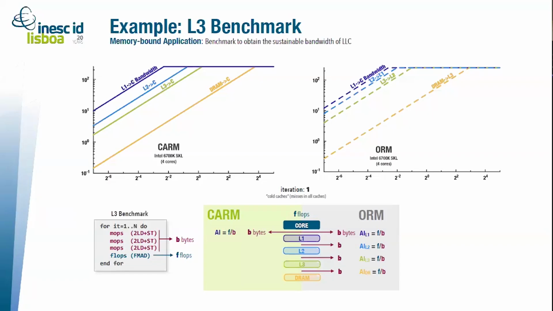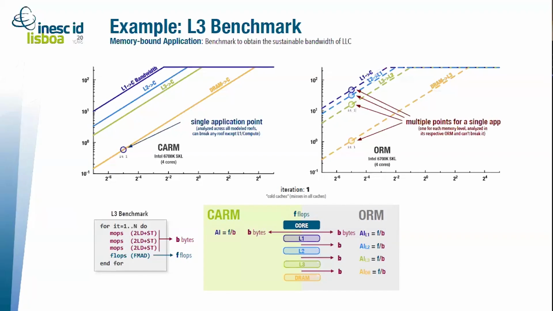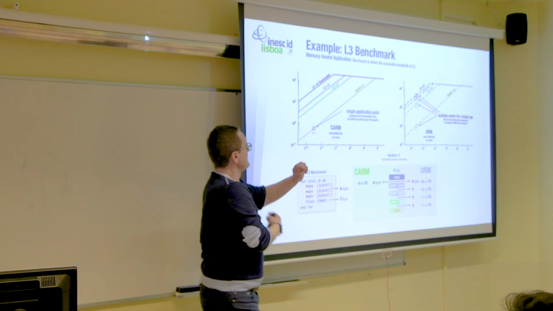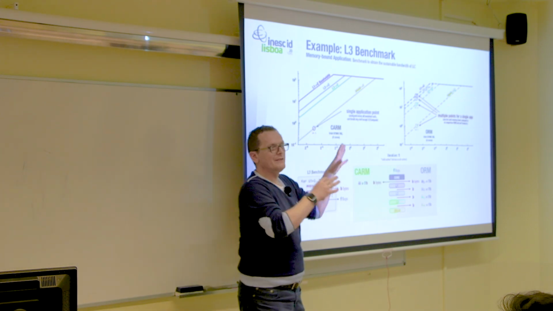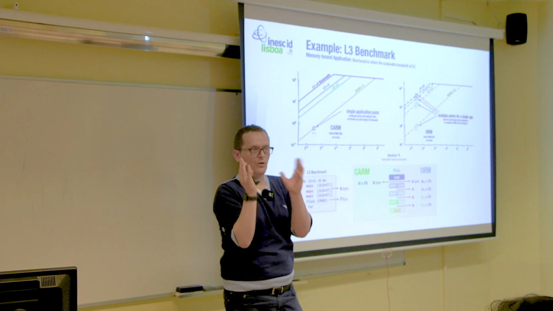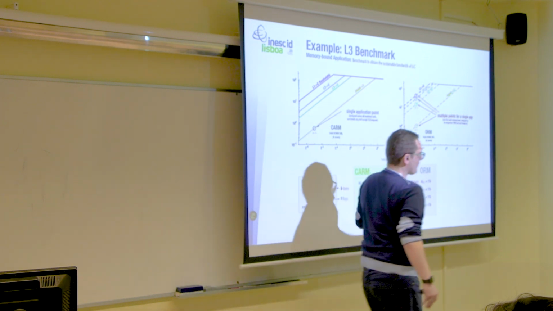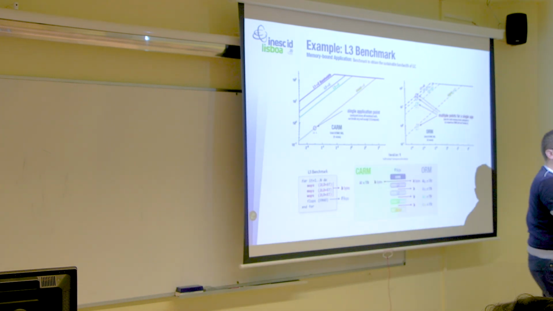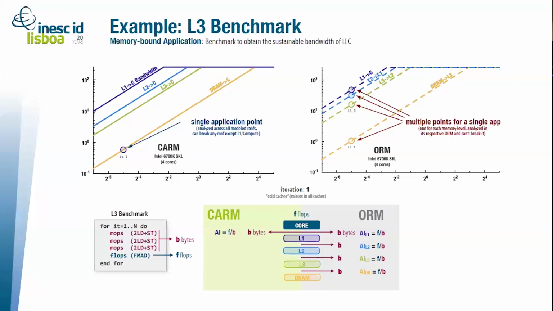And now the weird thing comes. If I plot that in the models, in CARM, you will have a single point that should land on top of your DRAM line because all your data came from DRAM. And this is a single point, and everything that we just talked about how to analyze still holds. If you look at ORM, you end up having 4 points at exactly the same arithmetic intensity.